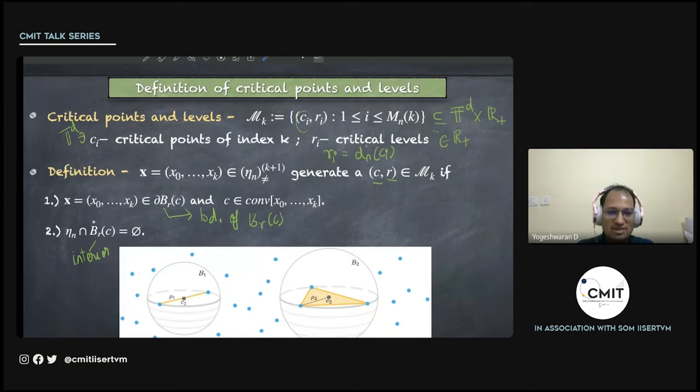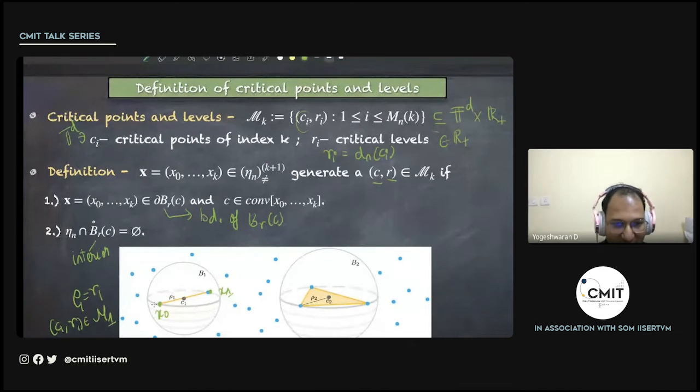Let's look at two examples. Very simple examples. First case, this is my x_0 and this is x_1, and I copied the figure from Omer Bobrowski's paper. He uses rho_1 instead of r_1. So rho_1 is equal to r_1, and what we have here is (c_1, r_1) belongs to M_1.